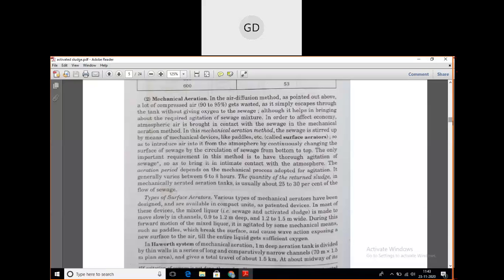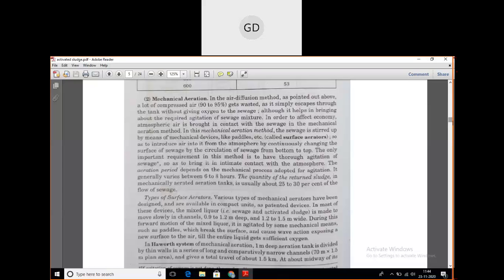There are many nozzles or holes like that. So what happens, 90 to 95% of the compressed air gets wasted without giving oxygen to the sewage. It escapes through the tank. Although it helps in bringing about the required agitation of the sewage mixture, whatever agitation is required is done, but then also 90 to 95% of the compressed air gets wasted. We don't need any wastage.